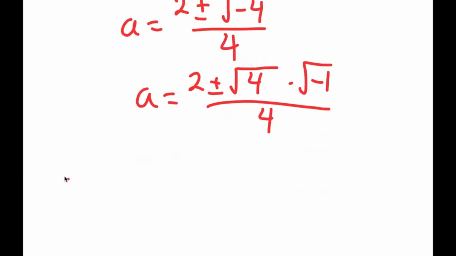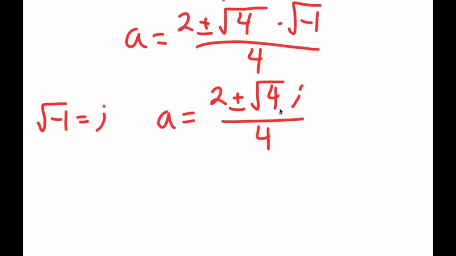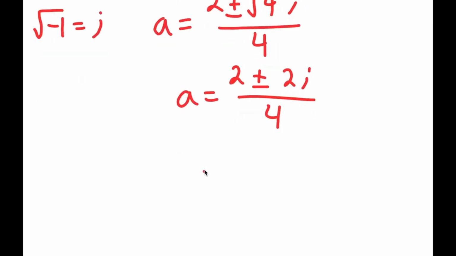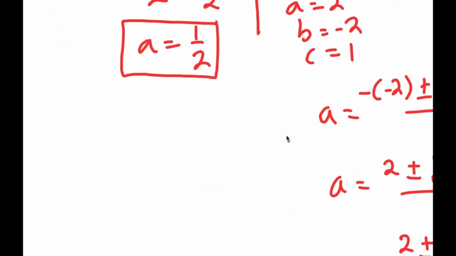And if you guys didn't already know, the square root of negative 1 is equal to the imaginary number i. So I get a equals 2 plus or minus the square root of 4i over 4. And the square root of 4 is 2. So I get a equals 2 plus or minus 2i over 4, which simplifies to a equals 1 plus or minus i over 2. So this is another 2 solutions to my equation.